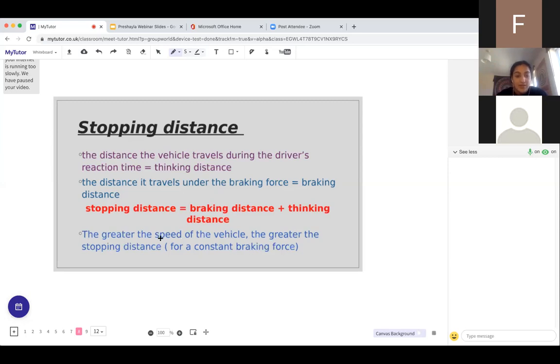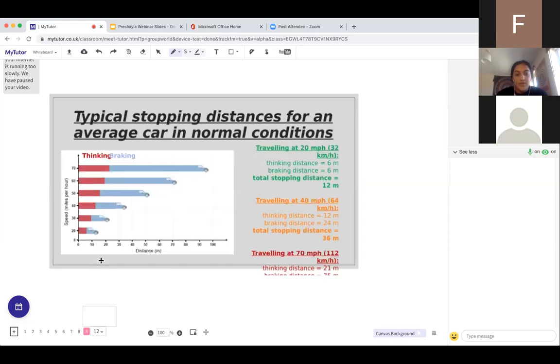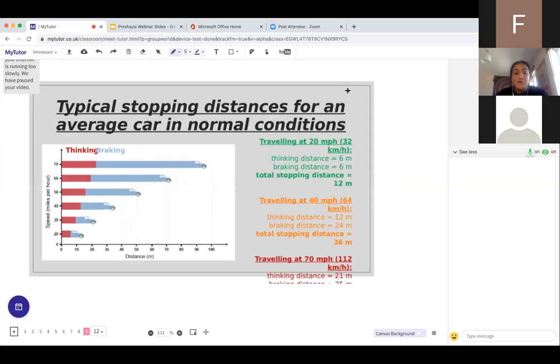So the greater the speed, the greater the stopping distance. Okay, so we need to know some typical stopping distances for an average car in normal conditions. The reason I say an average car in normal conditions is an average car with an average amount of wear, average brakes, average tyres. Tyres are not necessarily bad, not necessarily really good, just an average car. Normal conditions: it's not wet, it's not icy, there's no glaring sun. So, normal conditions, average car, typical stopping distances, what we can expect at each different speed.